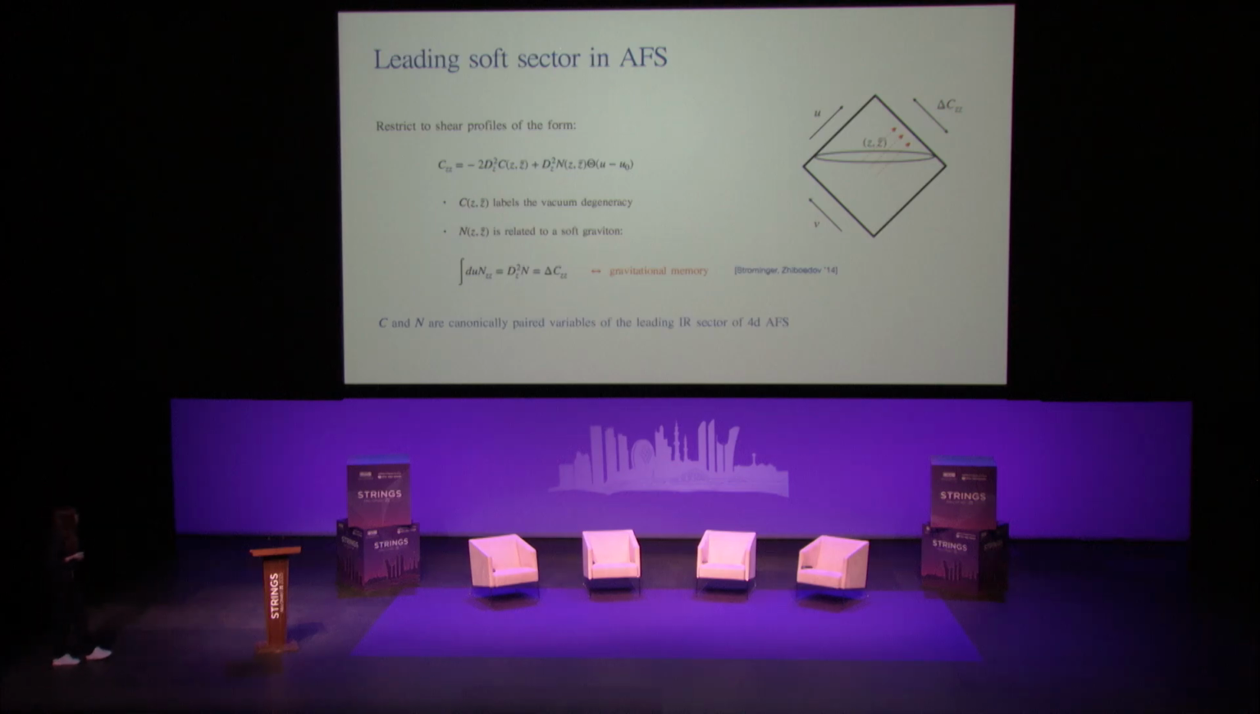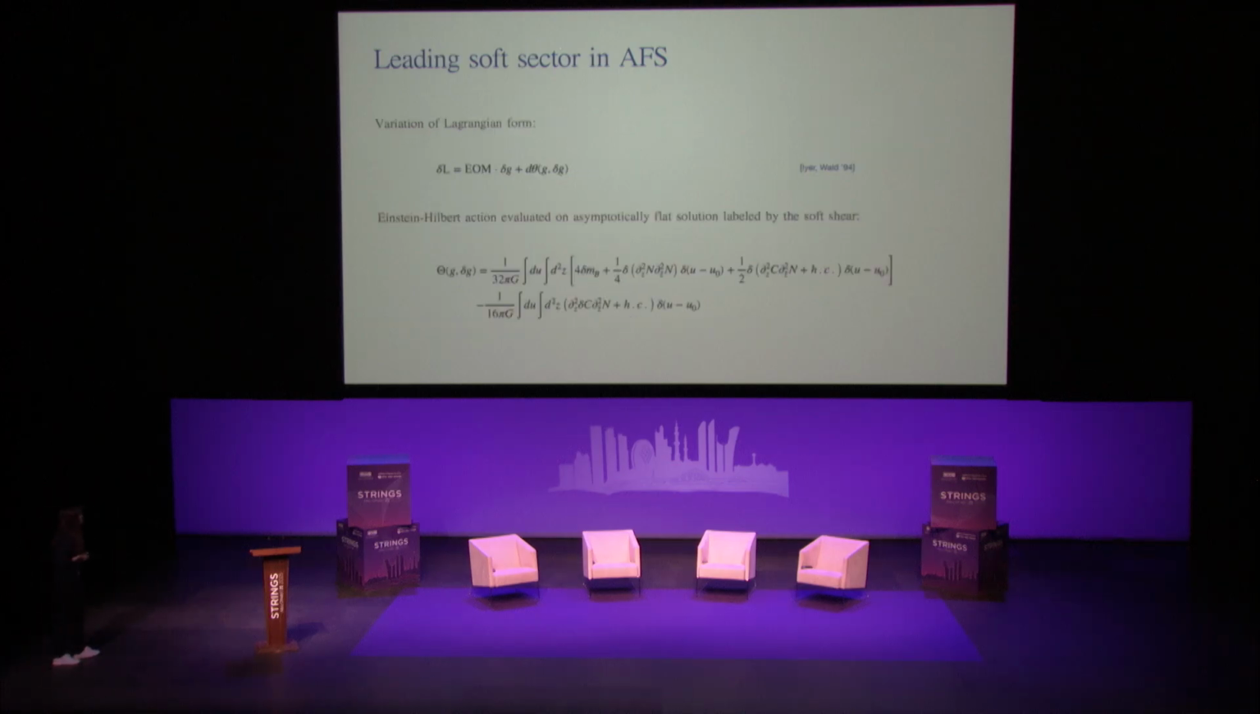So it's a fact now, again, well known, that these two functions, C and N, become variables on the gravitational phase space and are canonically paired. So to see that, we can consider a Lagrangian form associated to our standard scalar Lagrangian and consider its variation. So the variation of the Lagrangian, as usual, is given by the equations of motion times the variation of the fields plus a boundary term.